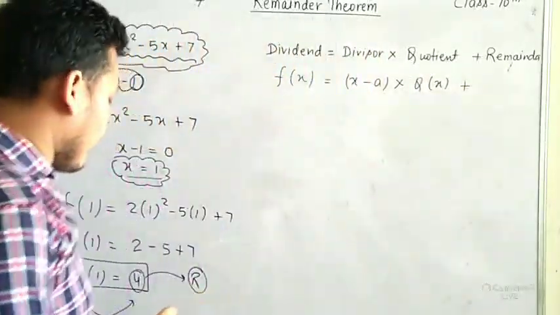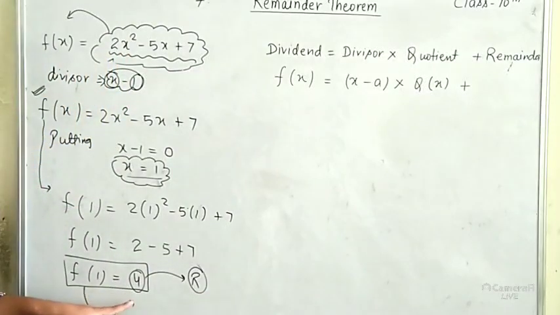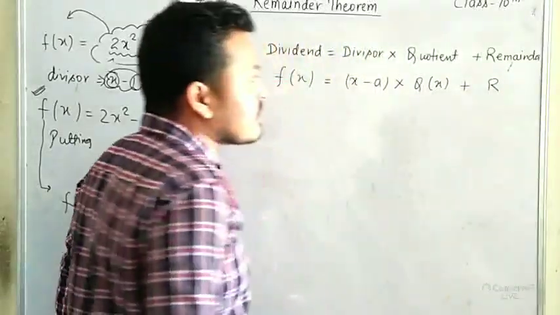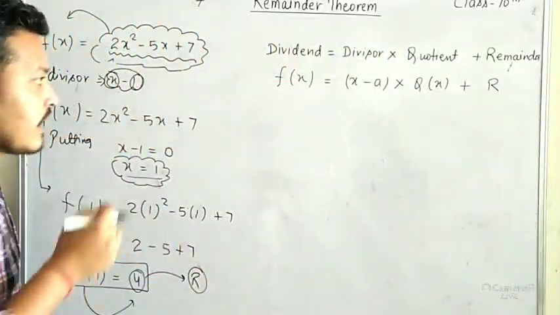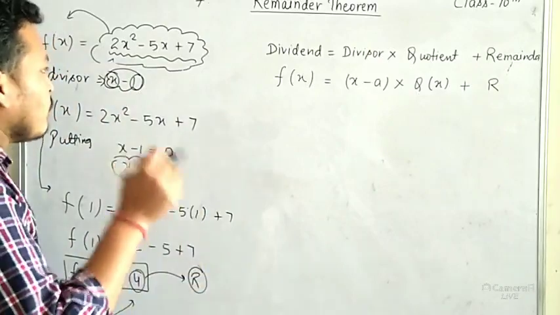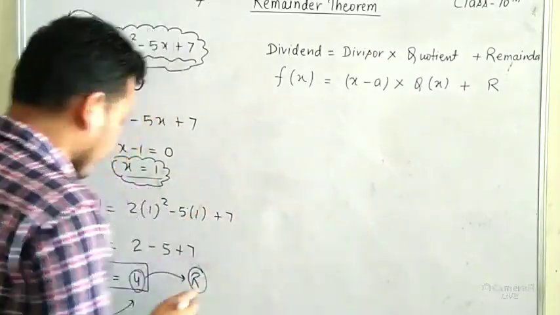And what is the remainder here? Remainder is 4 in our question, but I am just writing it by r. Remainder is r. Tell me what value we will put here. What is the value we will put here? So we will calculate our remainder.